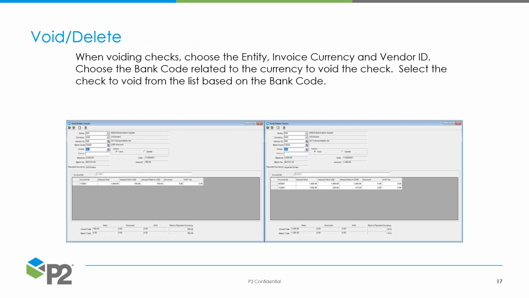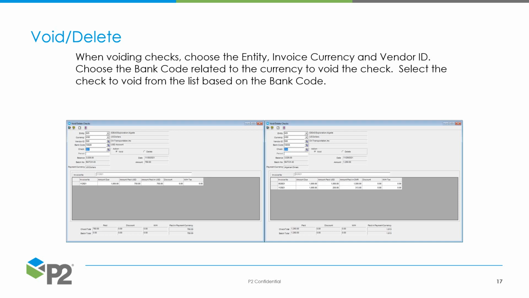When we void checks, we would choose the entity, the invoice currency, and the vendor ID. And then we would choose the bank code related to the currency to void the check. And we'd select a check to void from the list based on the bank code. So in the first screen, we see that we have chosen a USD account. And the check that is displayed is the one that we wrote in US for this invoice.